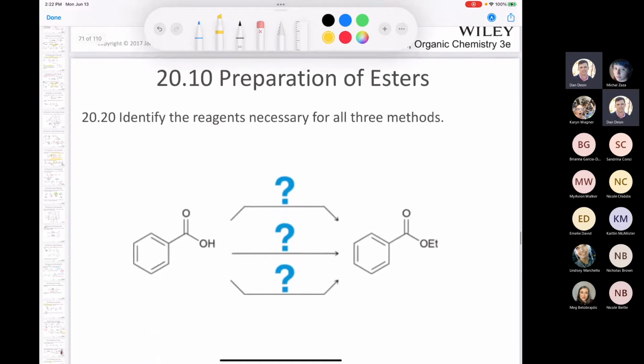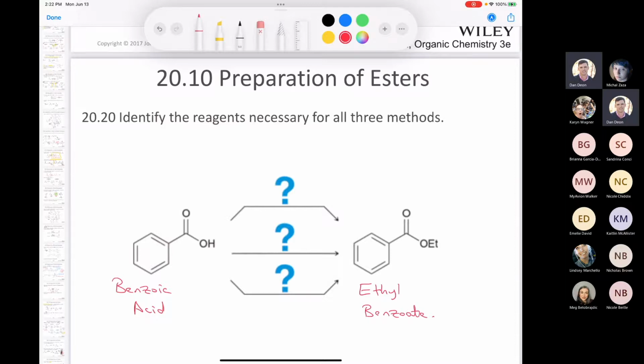Next, we have a question. All right, and this is a bit of a brain bender. It asks you, how many ways can you make an ester? We learned a few ways to make esters today, and let's review. So if you want to take benzoic acid, this carboxylic acid, and we want to make this compound, which would be ethyl benzoate.